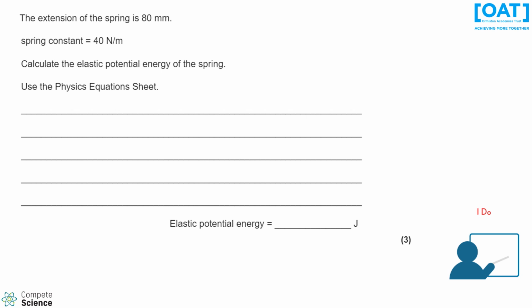Here's another example. The extension of the spring is 80 millimeters. The spring constant is 40 newtons per meter. Calculate the elastic potential energy. Use the physics equation sheet. So that's where you'll find the correct equation. You need to use it in your calculation.